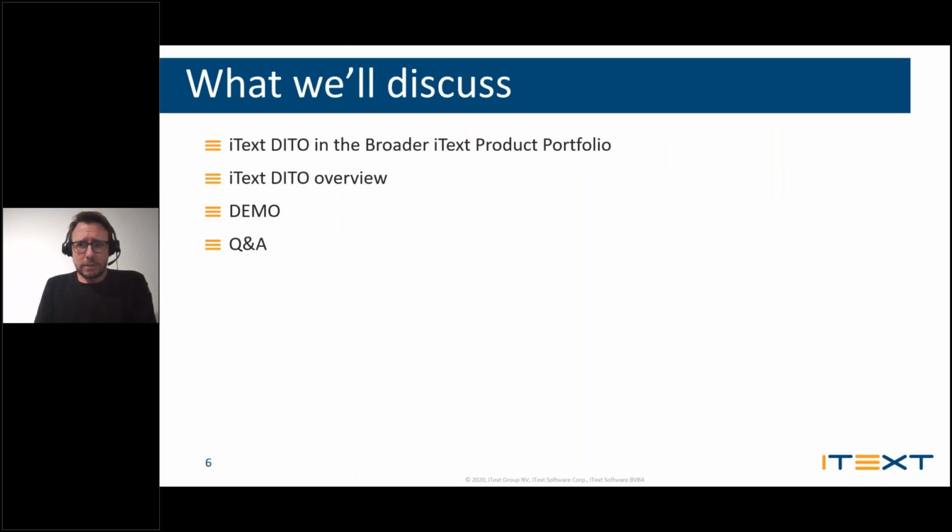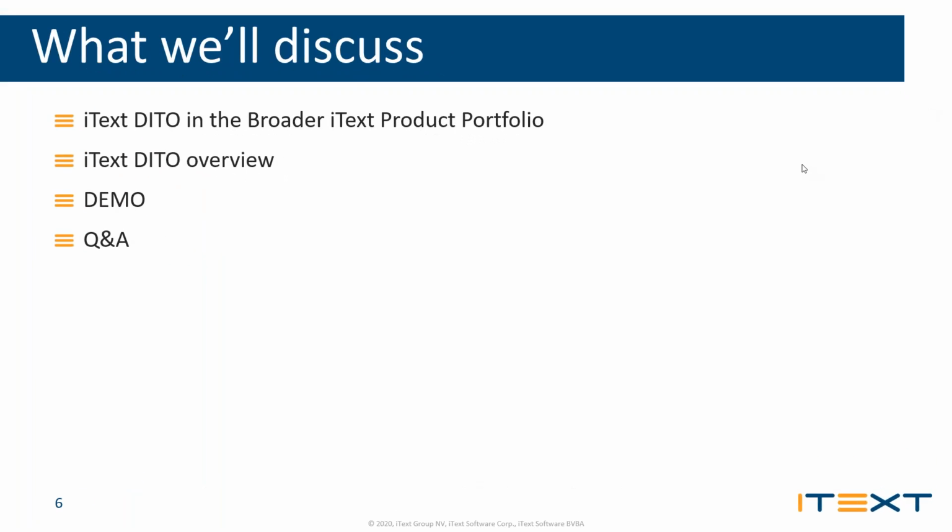What are we going to talk about? Maybe, to be able to focus a little bit more on the presentation here, I'll switch off my camera. What are we going to talk about? Well, we'll talk about Ditto in the broader iText product portfolio. We're going to zoom into iText Ditto, of course, and give a short overview of the actual product.